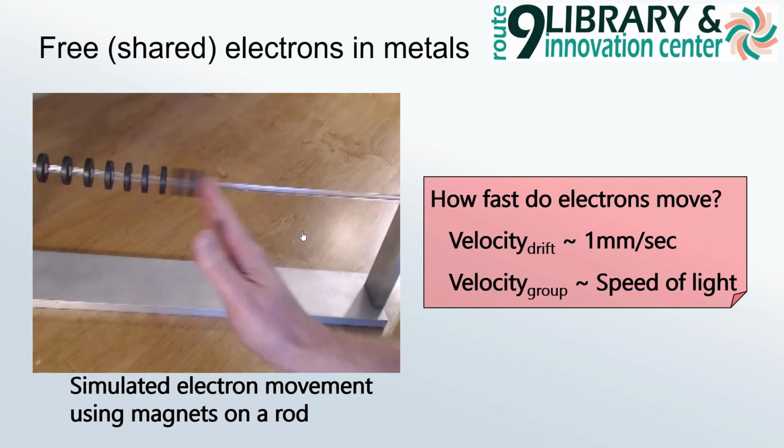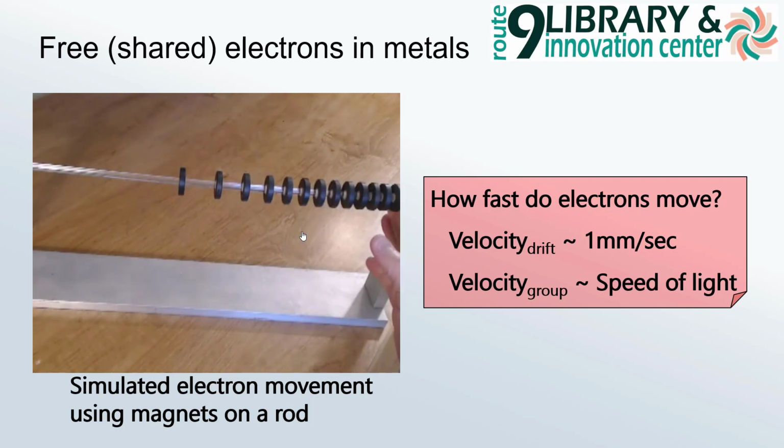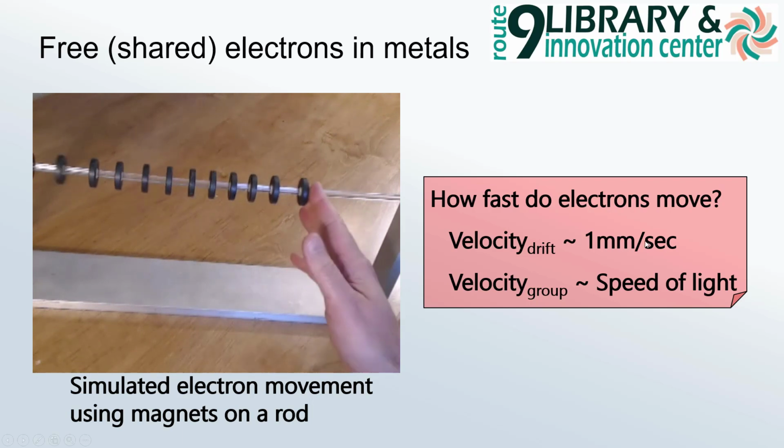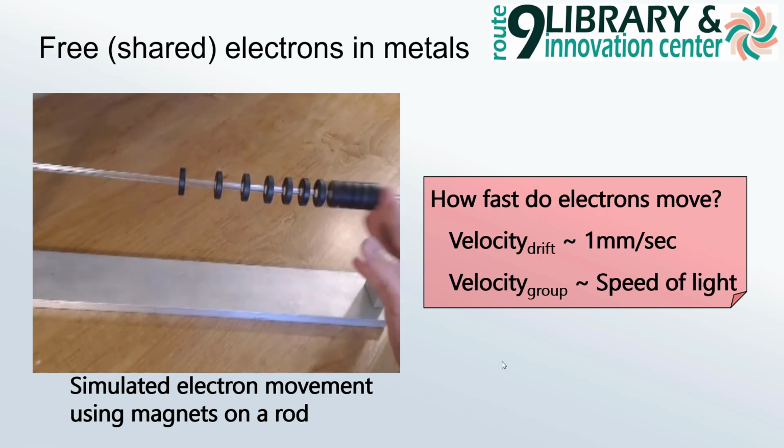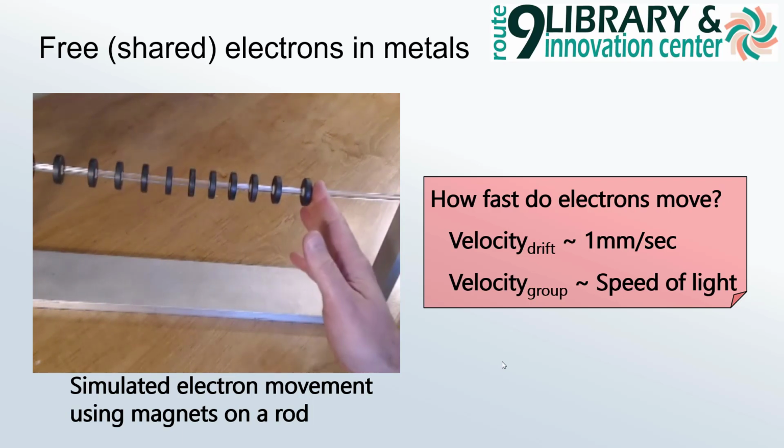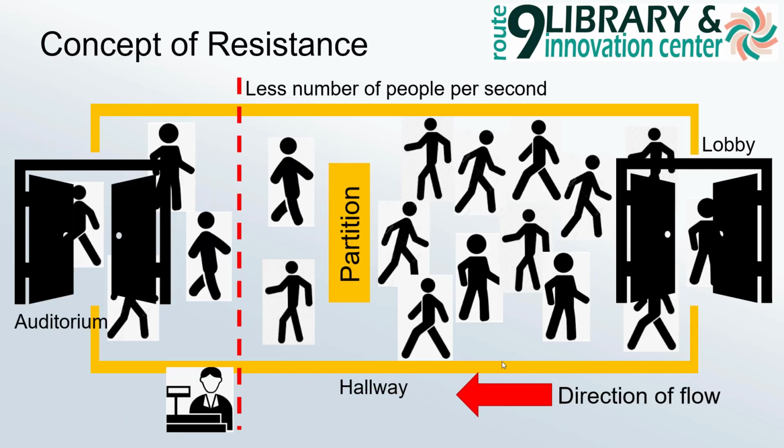But if you were to track a particular electron as it meanders down the line, it's only about a millimeter a second. They call that the drift velocity. So kind of an interesting little fun fact about how electrons move down wires.